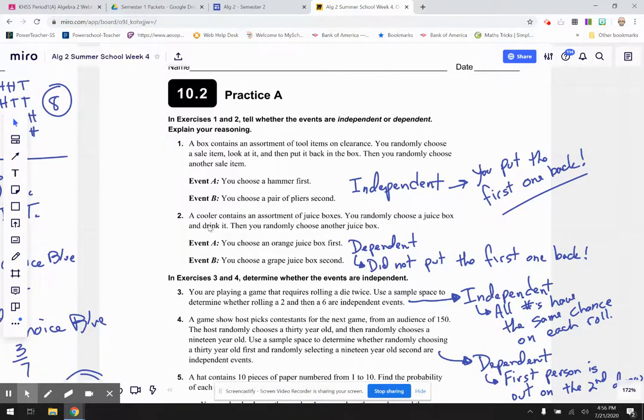A cooler has an assortment of juice boxes. You randomly choose a juice box and you drink it, so it's gone. You can't put it back if you drink it. Then you choose another one. So you choose a first juice box that is orange, and then you choose a grape.